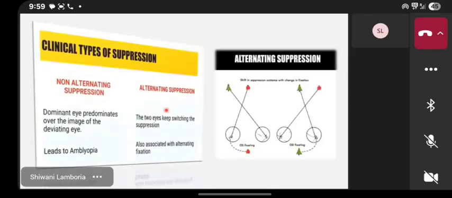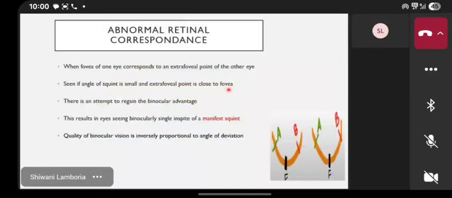Then the clinical types of suppression are non-alternating and alternating suppression. In non-alternating suppression, the dominant eye predominates over the image of the deviating eye, and it leads to amblyopia because it is a dense suppression. And in alternating suppression, the two eyes keep switching the suppression. So for example, if the right eye is fixating, then the left one is suppressed, and if the left is fixating, then the right one is suppressed.